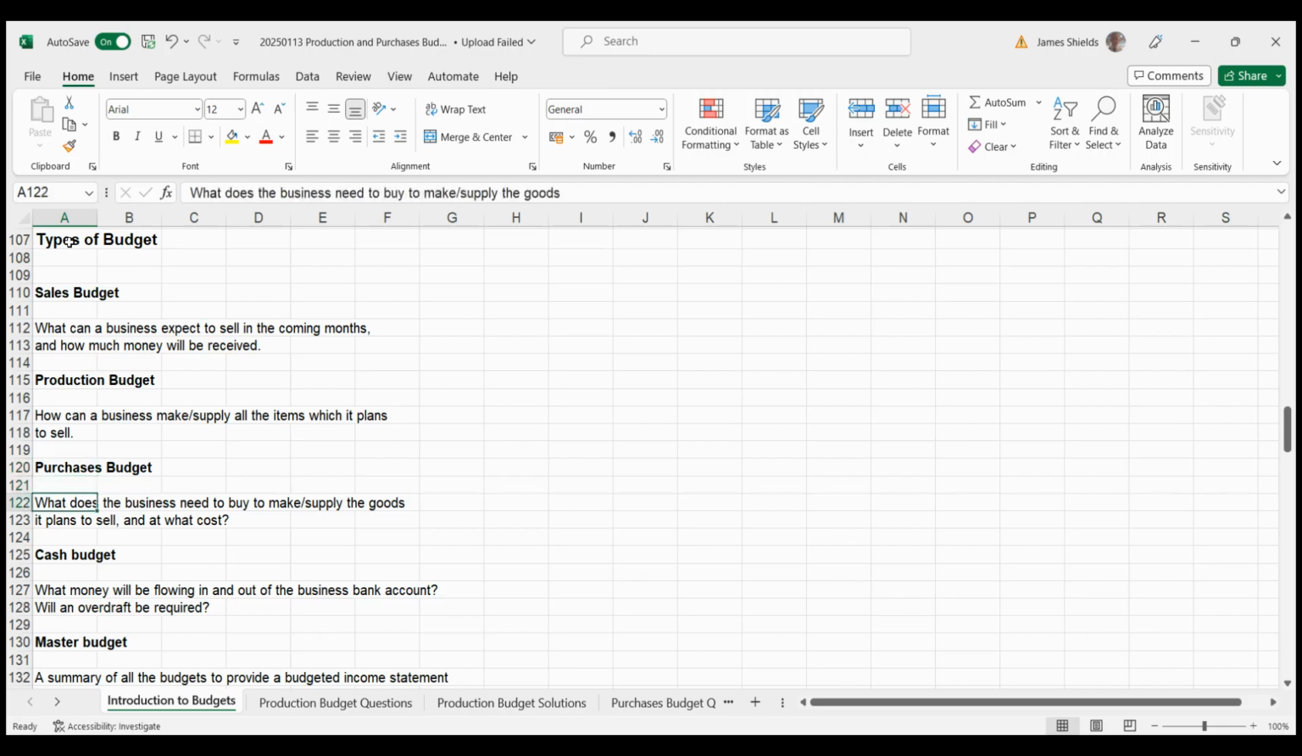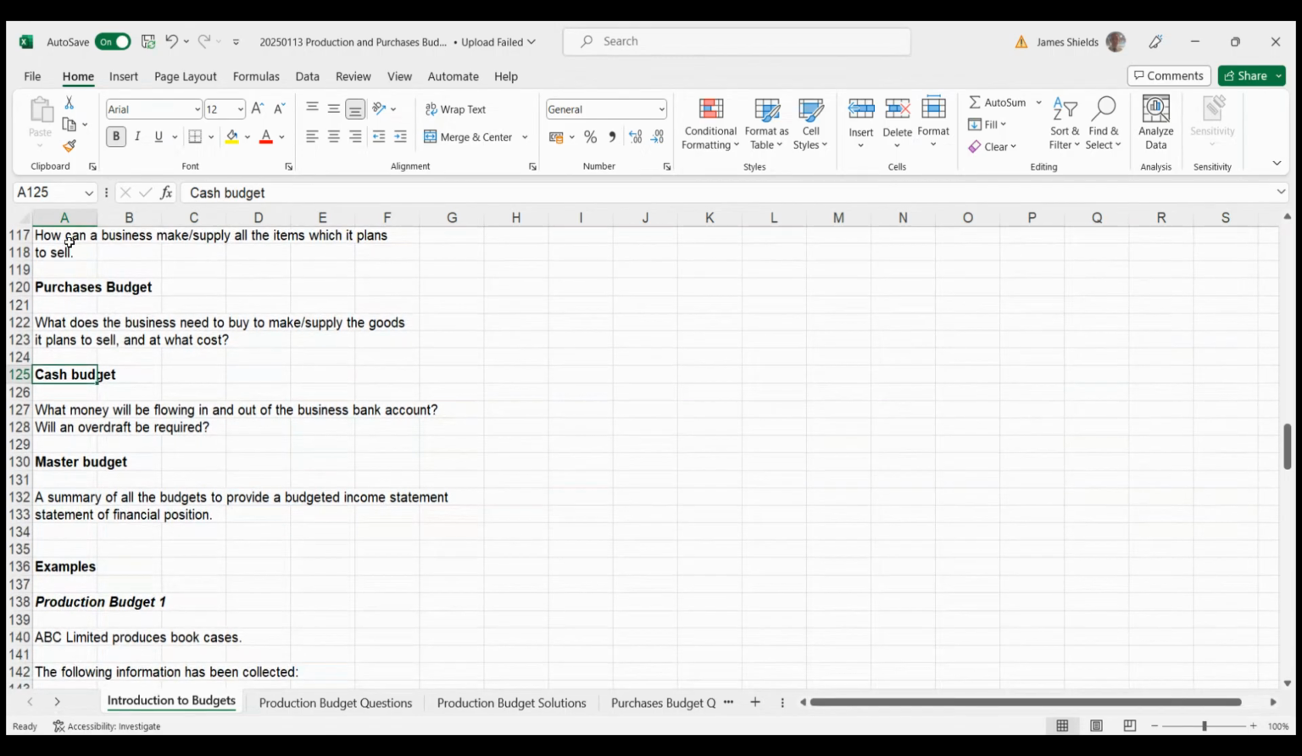Purchase budget. What does the business need to buy to make or supply the goods it plans to sell and at what cost? Cash budget. What money will be flowing in and out of the business's bank account? Will an overdraft be required? And the master budget is a summary of all the budgets to provide a budgeted income statement and a statement of financial position.